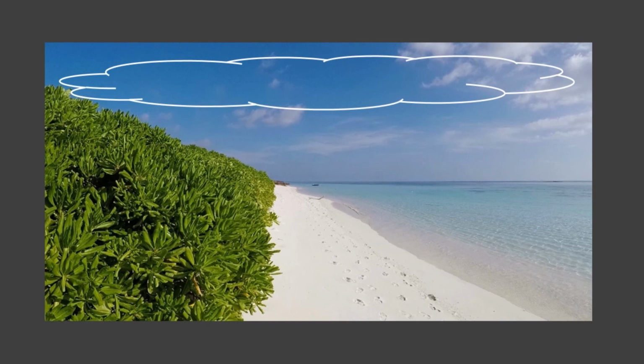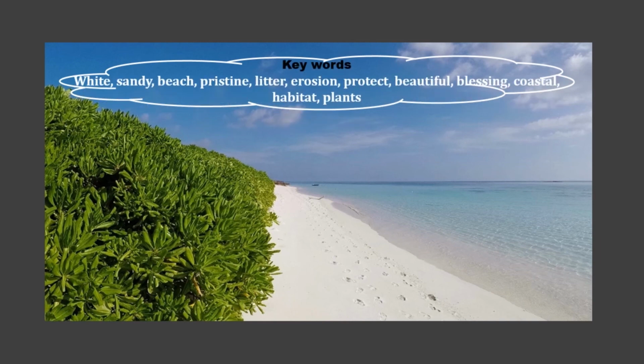Okay, so your challenge this time is to use these keywords and come up with compound complex sentences. That means you should have two different sentences which can stand on their own, and you should include additional information as a dependent clause within the sentence. Okay, so your words are white, sandy, beach, pristine, litter, erosion, protect, beautiful, blessing, coastal, habitat, plants.